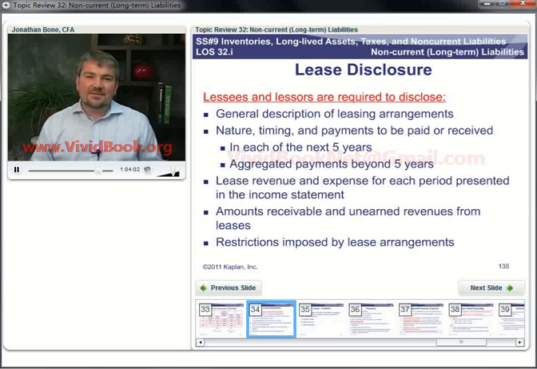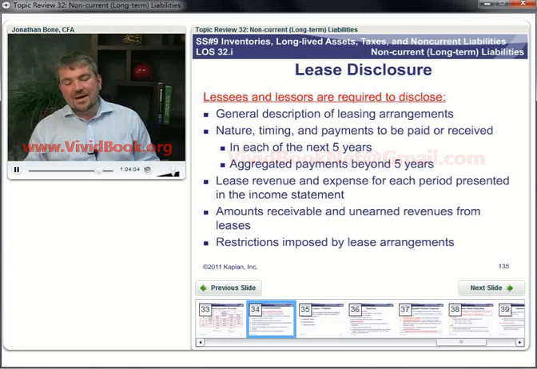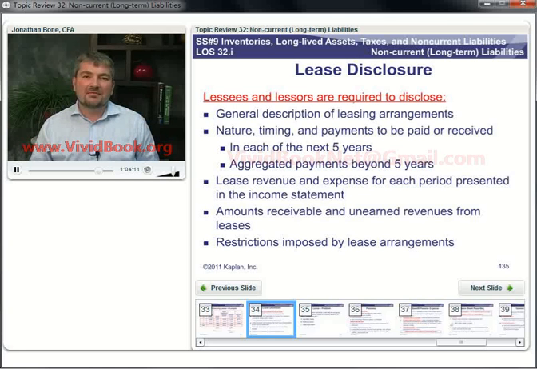The only other difference is for finance leases, you have to show the present value of the minimum lease payments in your footnotes, and the difference between the future value of them, i.e. the undiscounted amounts, and the present value of them. Whereas under operating leases, you don't have to show the present value of them.